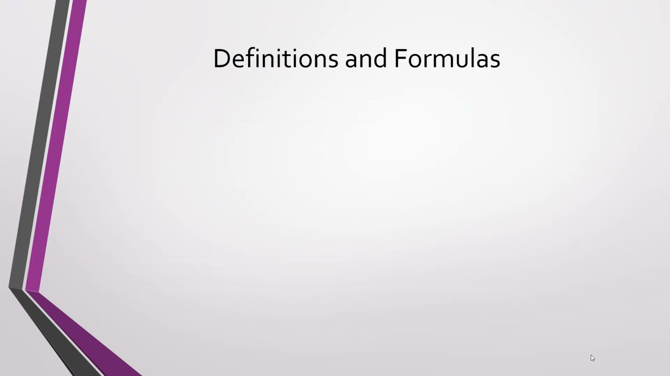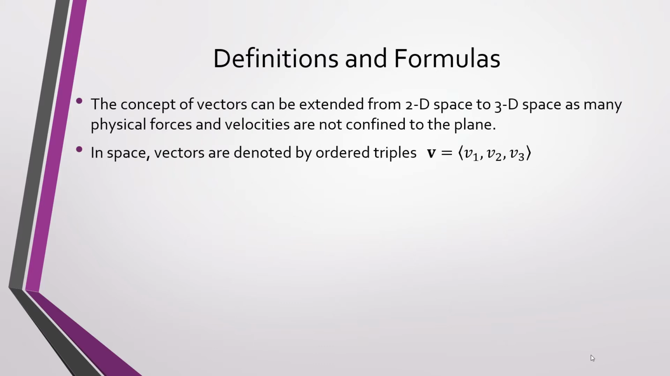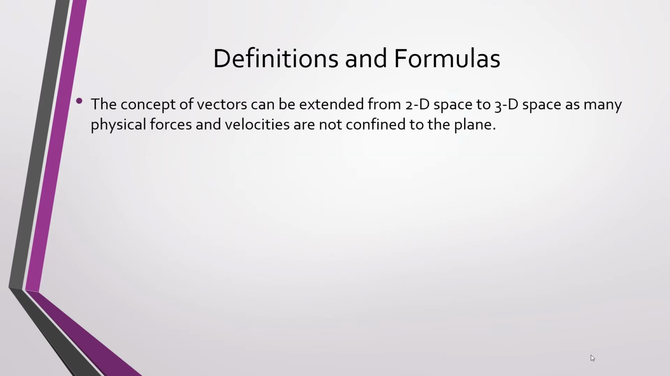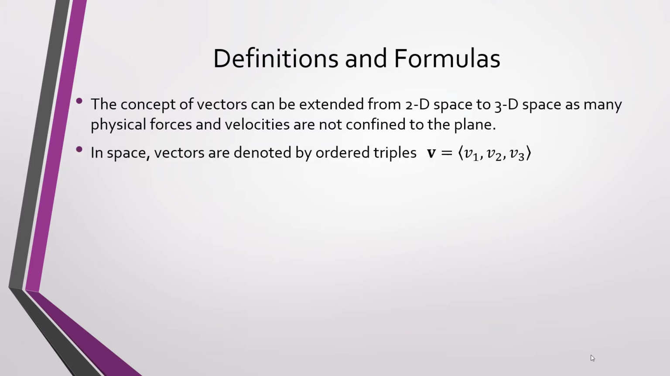Let's start with some definitions and formulas. So you might recall that we looked at 2D vectors previously this year. Now we want to extend that to three-dimensional space, because many physical forces and velocities are not confined to a two-dimensional plane, but occur in three-dimensional space. In space, vectors are denoted by ordered triples.